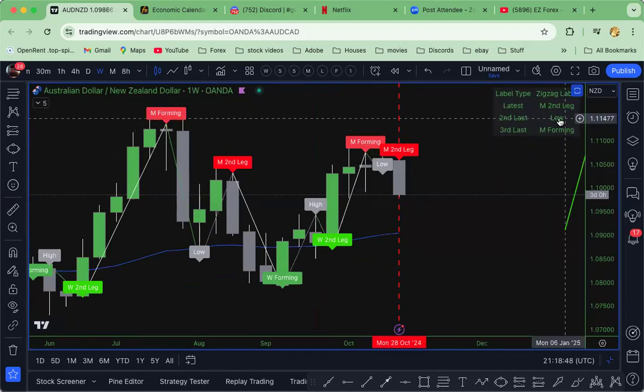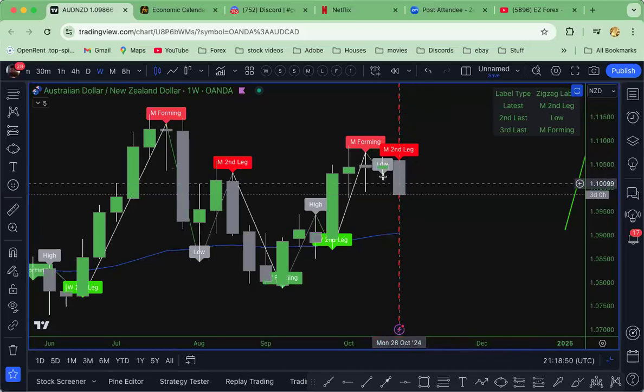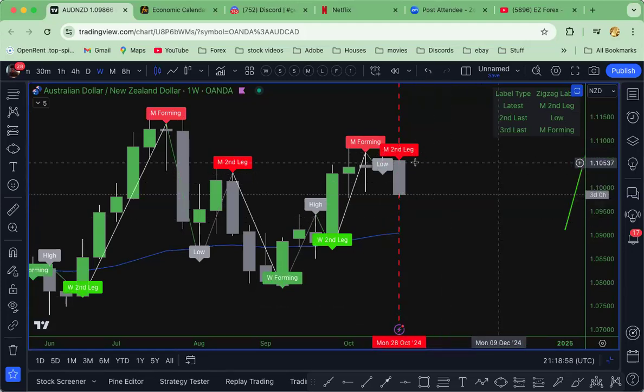Remember, you're going to have an M forming, a low, and then you're going to have the second leg. So it has to form the second leg. Regardless if it's a big second leg or a small second leg, it has to form it. To go onto the W pattern, it has to form it, is what I'm trying to tell you. So you knew it was coming, but it's about you finding an entry for that.